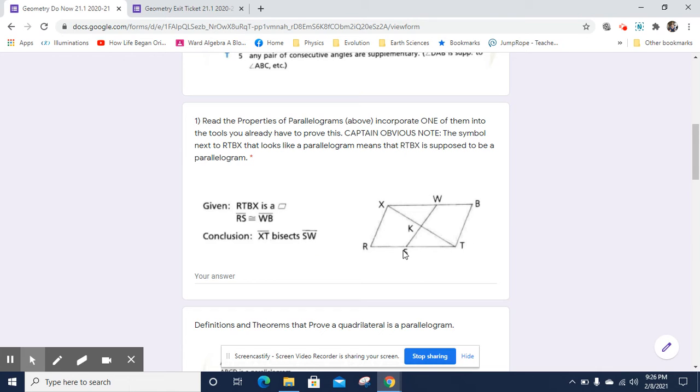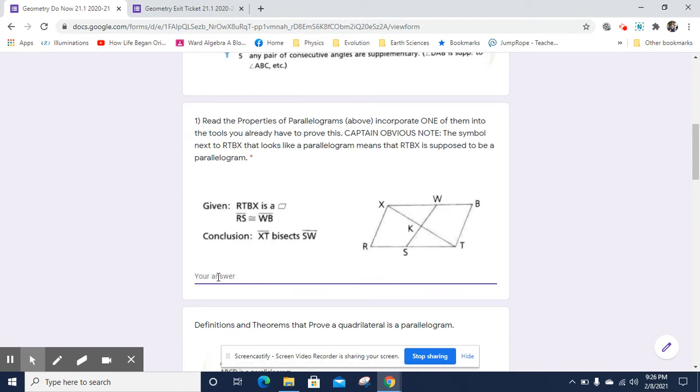So to prove that XT bisects SW, it would be useful to be able to prove that SK and WK are congruent. If we want to prove that, it would help a lot to be able to prove that SKT and WKX are congruent, because then you could use CPCTC and demonstrate that this side and this side were congruent, and therefore XT bisects SW. Well, let's see if we have some information that'll help us.